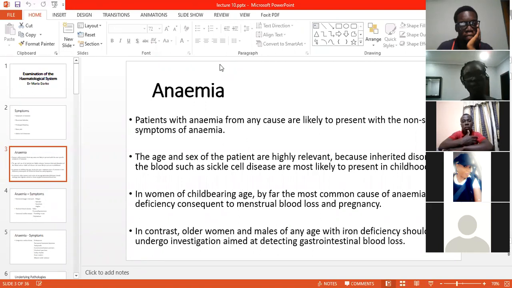Now, if you look at older women and then males, older women, they are no longer menstruating, and then males don't menstruate. So for them, the commonest cause of anemia is loss from the GIT, and we will look subsequently at what are the areas that the blood can be lost from. Okay, so age and sex, very, very important when you are taking a history of a patient with anemia.